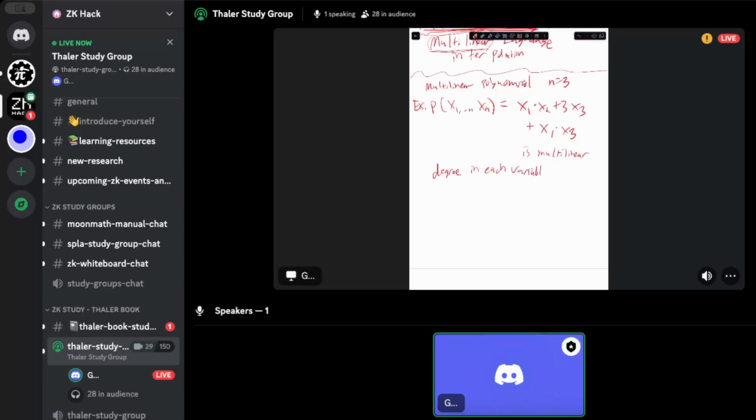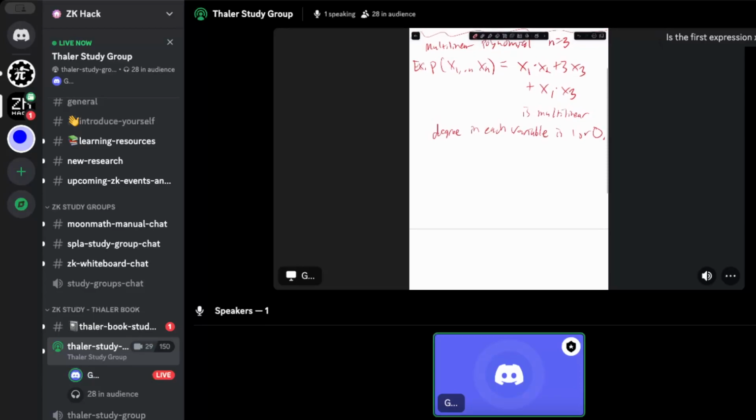So you can have terms that multiply all the variables together as long as each individual variable has an exponent of 1 or 0. Okay.